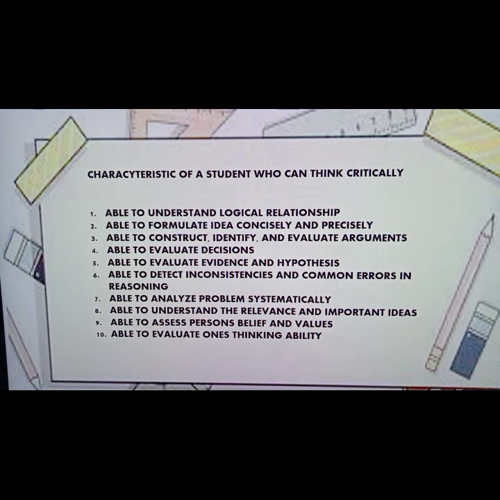Characteristics of a student who can think critically: first, able to understand logical relationships. This is their ability to appropriately express logical relationships among ideas. For example, using a Venn diagram, which is made of overlapping circles. It illustrates the logical relationship between two or more sets of items. Often they serve to graphically organize things, highlighting how the items are similar and different. So, able to understand logical relationships, they can differentiate the differences among things and the comparison about them.